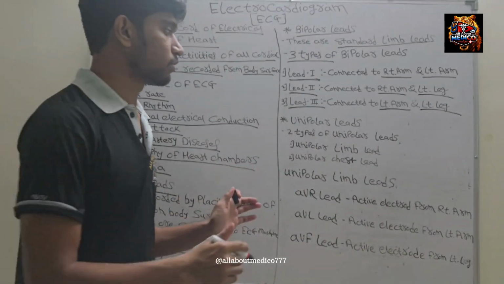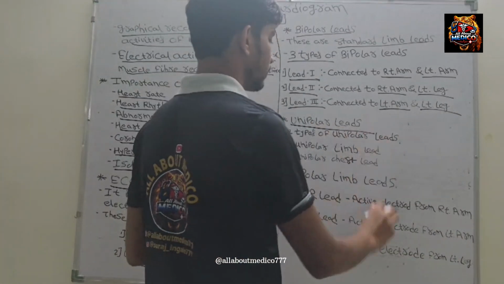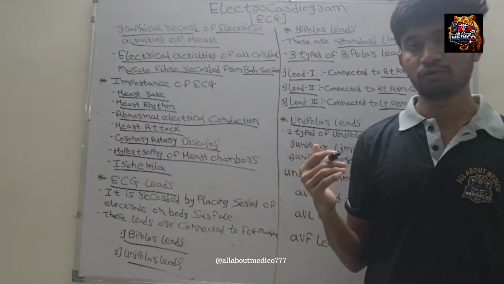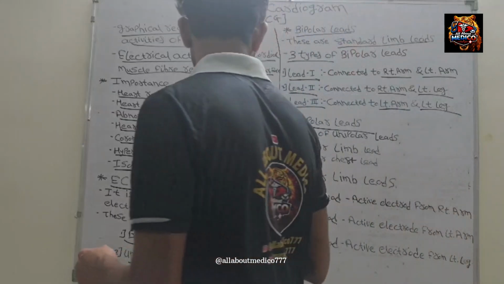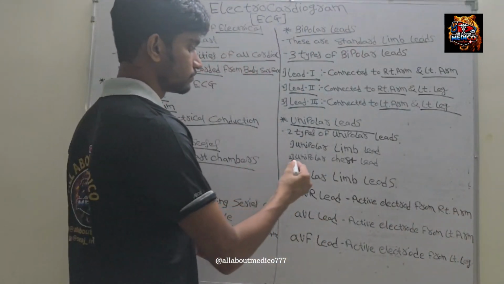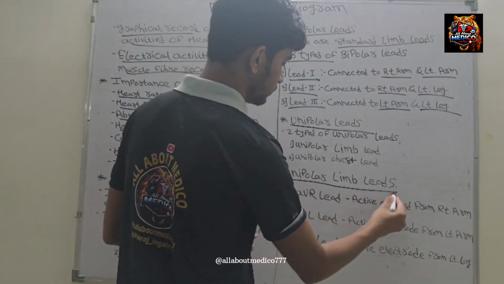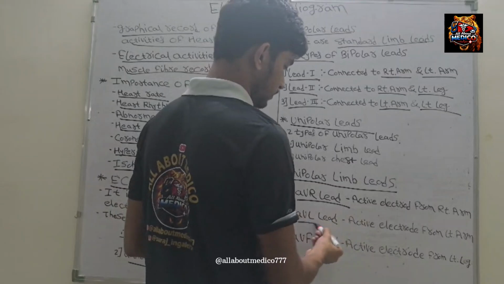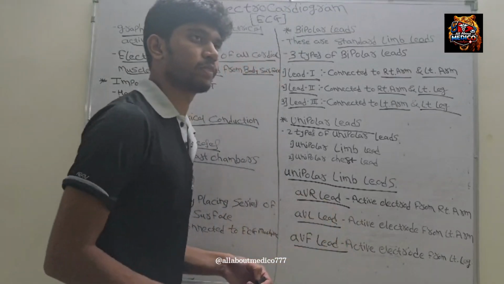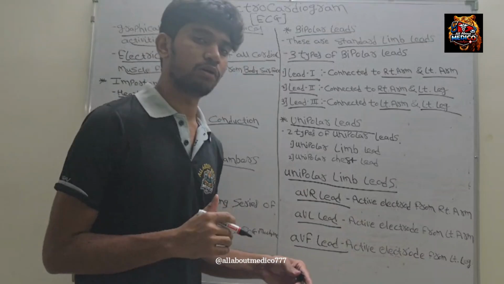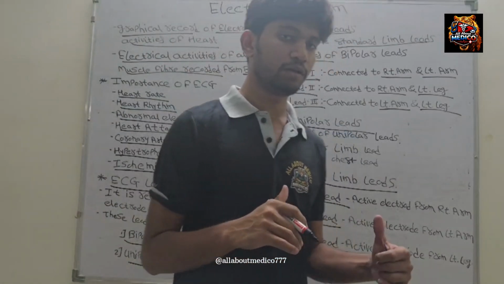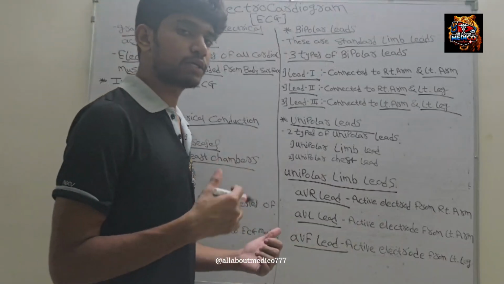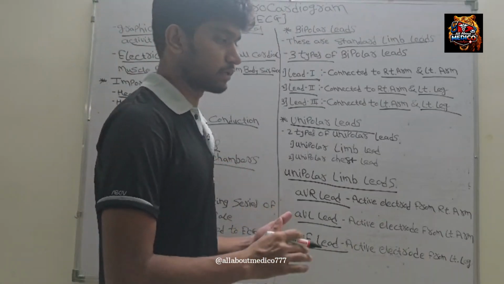Now unipolar leads. There are two types of unipolar leads: chest leads and limb leads. The unipolar limb leads are the AVR lead, AVL lead, and AVF lead. In the AVR lead, the active electrode is connected to the right arm. In the AVL lead, the active electrode is connected to the left arm. And in the AVF lead, the active electrode is connected to the left leg.